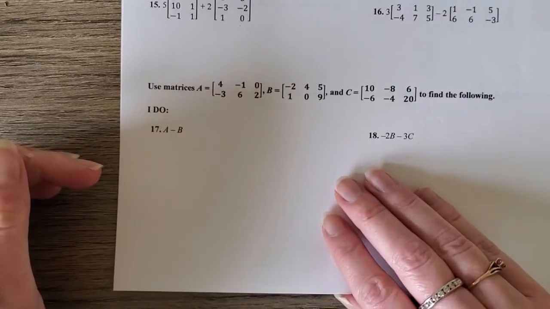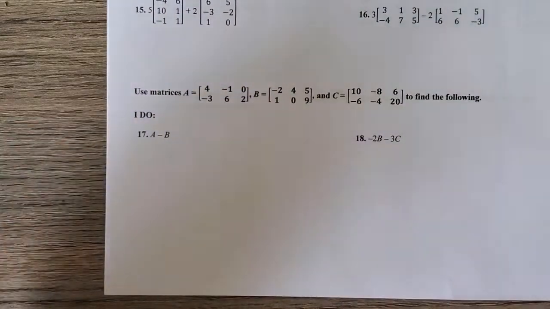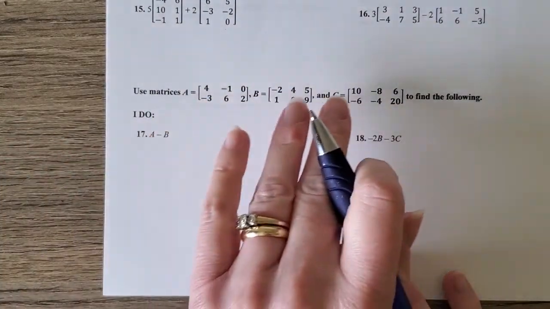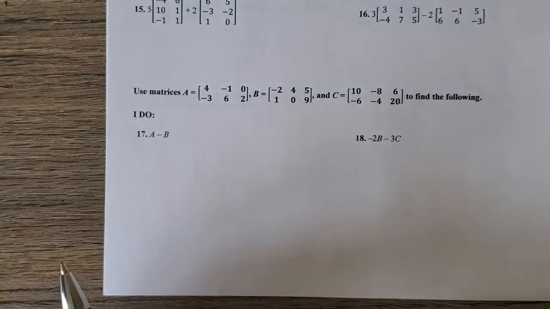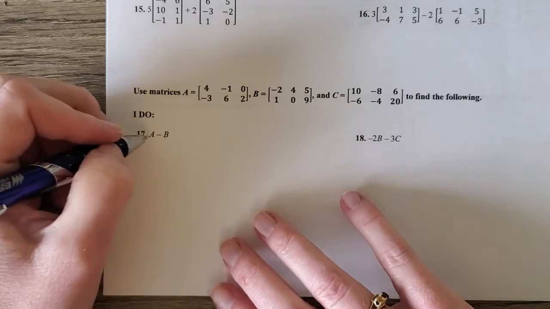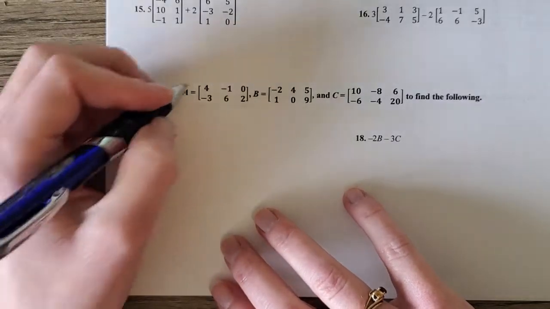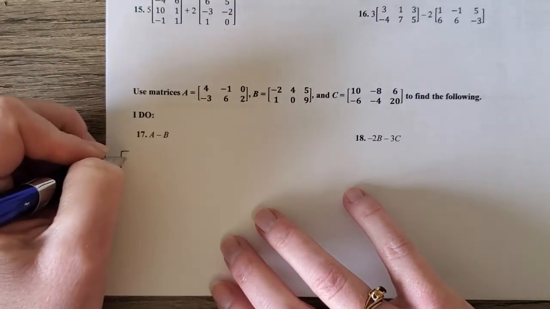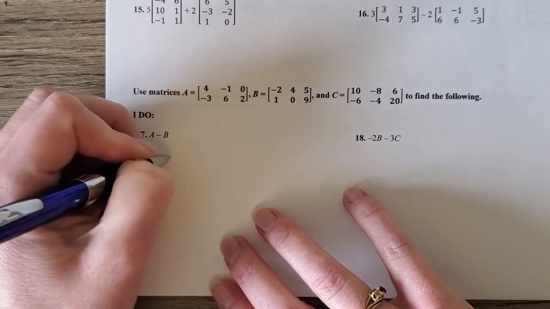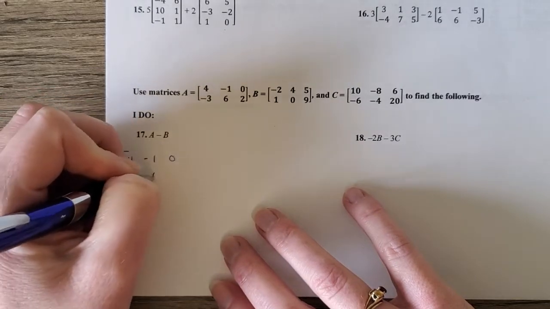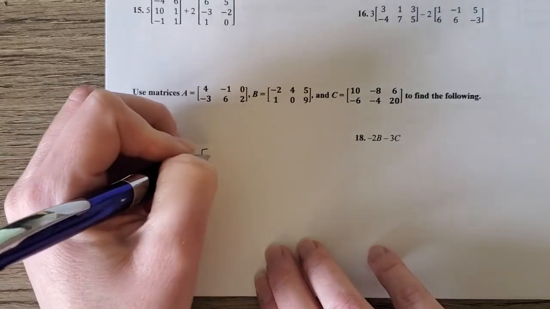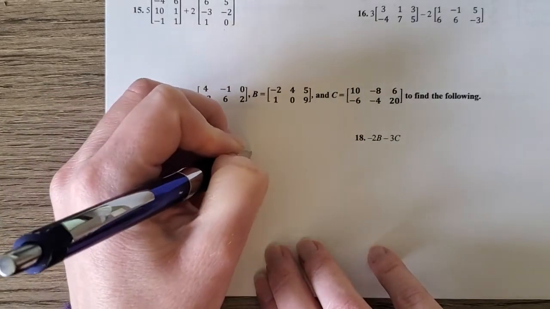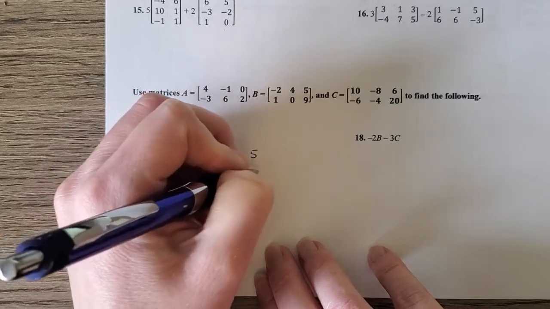And then we get down to this section, and this is the same idea, except now they're giving you your matrices here, and they want you to plug them into the expression. So this first one, A minus B, I'm going to write down the A matrix, which is 4, negative 1, 0, negative 3, 6, 2, and then I put the minus, and then I write down the B matrix, which is negative 2, 4, 5, 1, 0, 9.